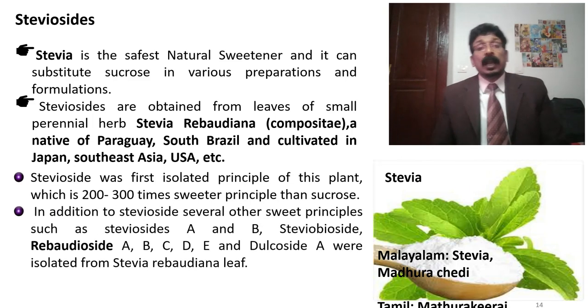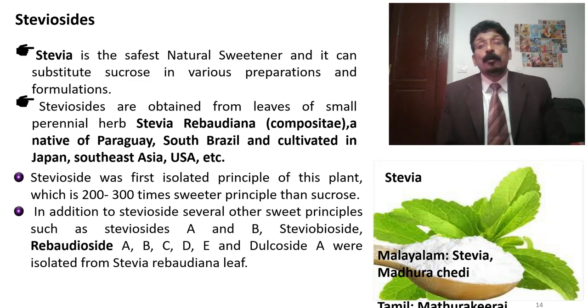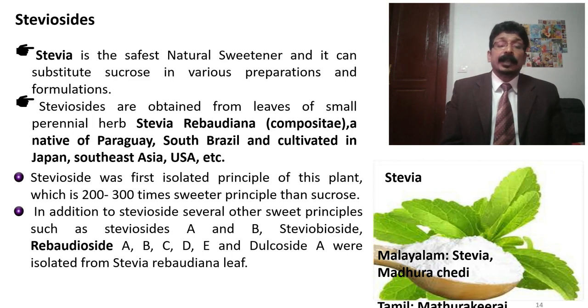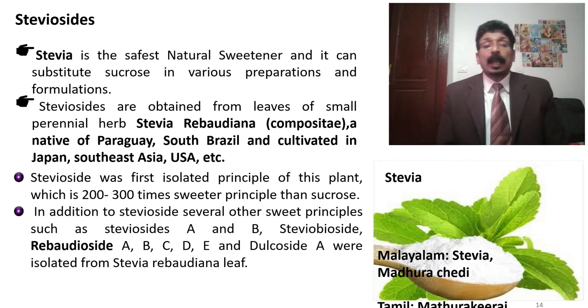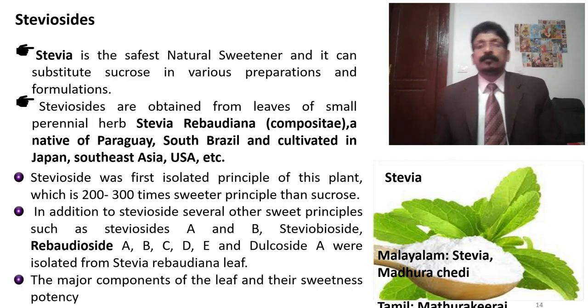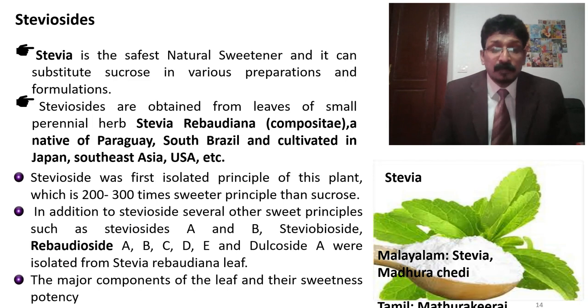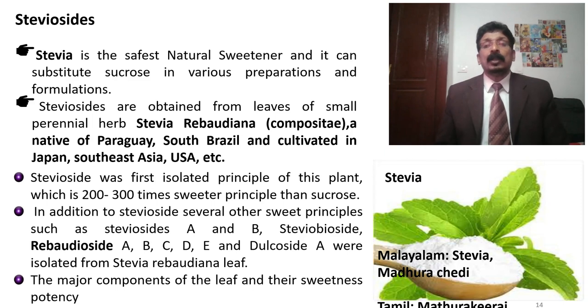In addition to steviocytes A and B, steviobiocyte, rebaudiocytes A, B, C, D, E and dulcocyte A were isolated from the stevia rebaudiana leaf. These are the main components of the leaf and their sweetness potency is on this slide: rebaudiocyte A, B, C, D and E and dulcocyte A of stevia rebaudiana.